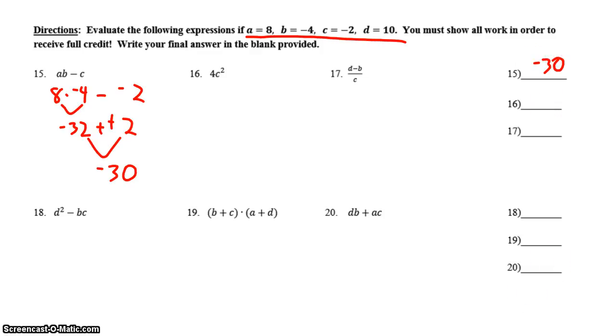Okay. 16 says 4c squared. So what that's going to mean is 4, and then c is -2, and I'm going to square that. -2 times -2 is +4. So this is going to be 4 times 4, which is +16.